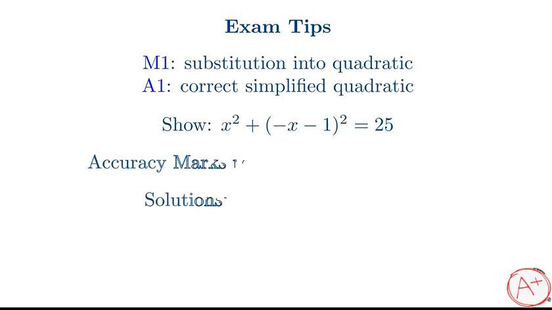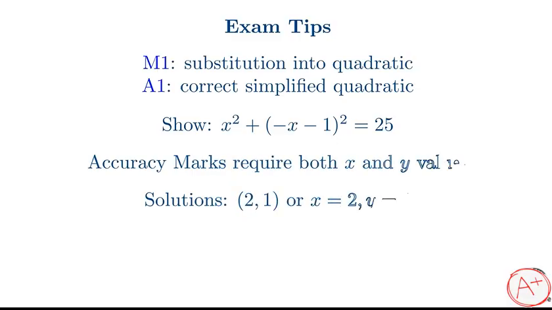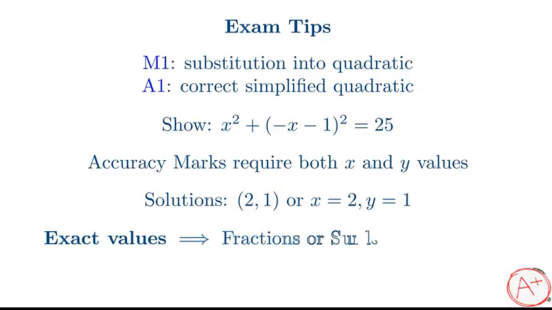For example, write your final answers as coordinates, or as clear pairs such as x equals 2, y equals 1. Another tip: if a question asks for exact values, do not use your calculator to give decimals. Leave your answers in fraction or surd form. If the quadratic doesn't factorize easily, the quadratic formula is your safest bet to maintain that exactness.